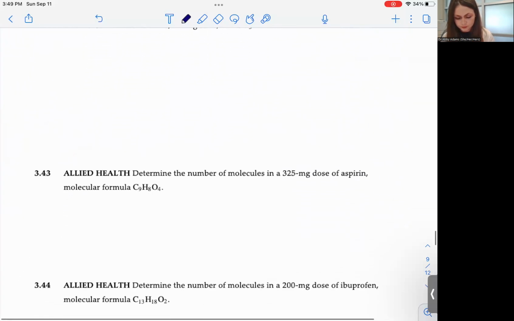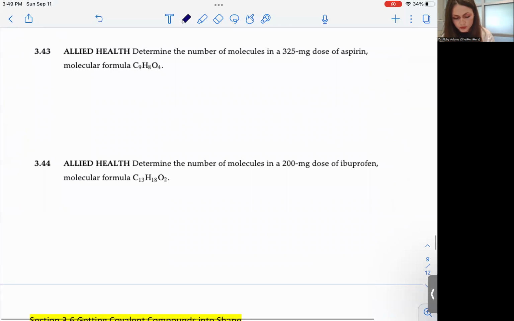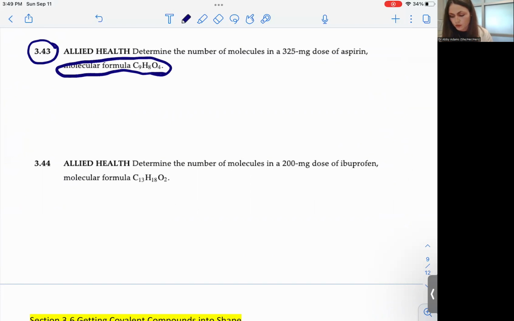Let's see. I think here's our last problem, and then we'll go on to the next section. 3.43: determine the number of molecules in a 325 milligram dose of aspirin. This is the molecular formula for aspirin. So how are we going to do it? We want the number of molecules, so we're going to be using Avogadro's number. How are we going to figure this out? First, what are we going to want at the end? How many molecules of aspirin?